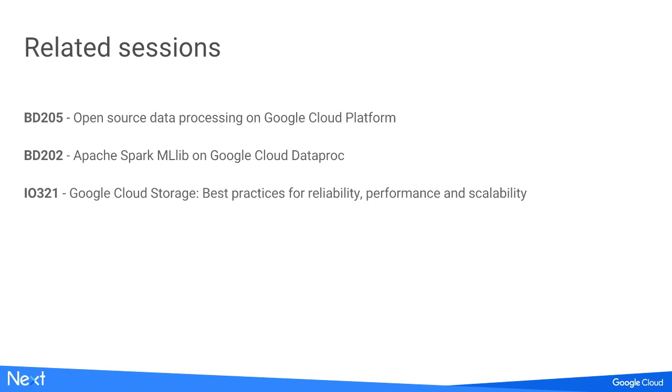A couple of related sessions include this afternoon, there's going to be BD 205, which is a higher level view of Dataproc with some neat demos, less migration oriented. Machine learning on Spark MLlib is going to be tomorrow morning. And IO 321 was concurrent with this one, but you can catch it on recorded sessions if you have the time for a deeper infrastructure level dive into GCS performance.